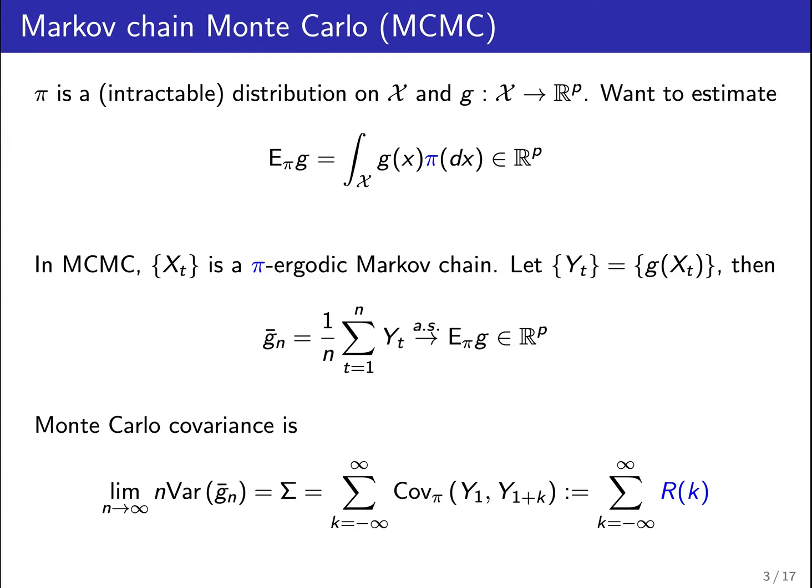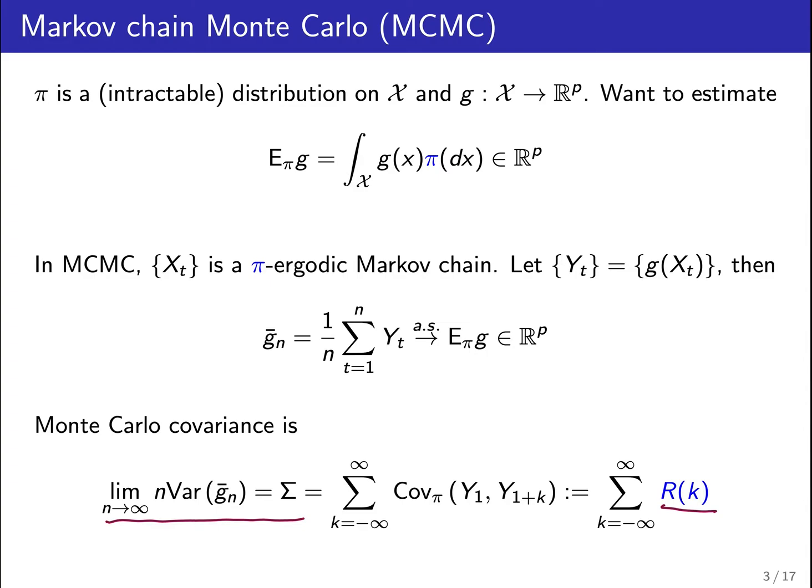If I get a large number of samples, and I let the number of samples go to infinity, then the limiting variance of g bar n is exactly sigma, which we've defined previously. Again, nothing but the infinite sum of the covariances of Y_1 and Y_{1+k}, where these k's are the lags, and that I'm going to denote as R_k. So the lag k covariance matrix is going to be R_k. And I'm summing that over k going from negative infinity to infinity.